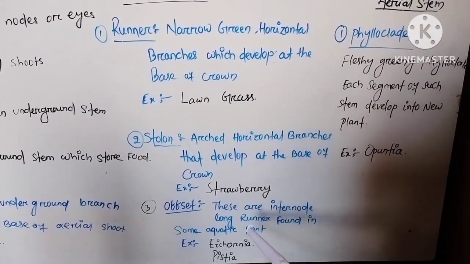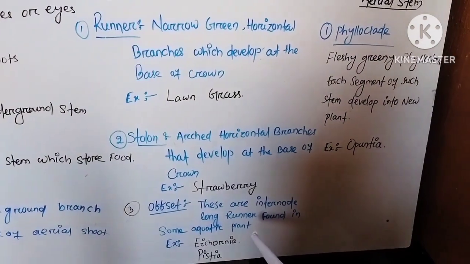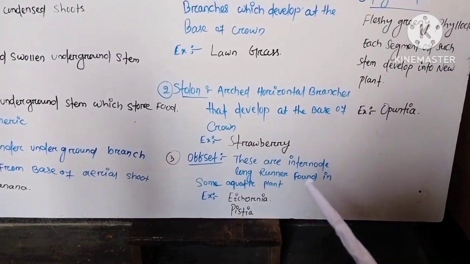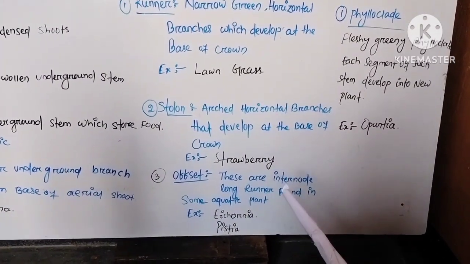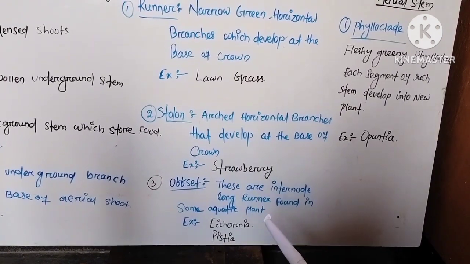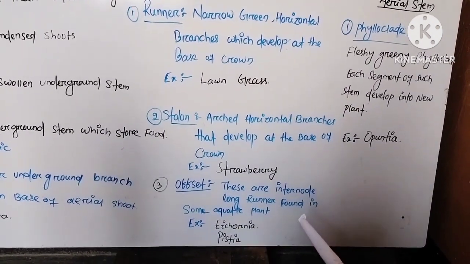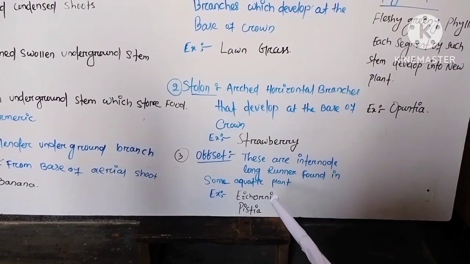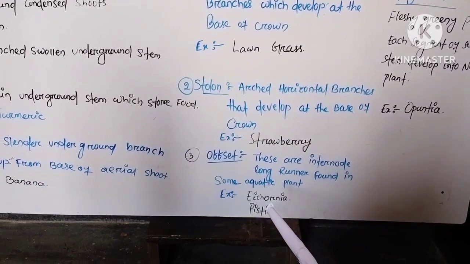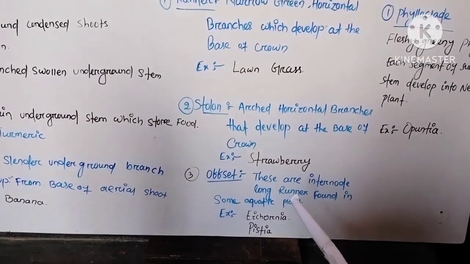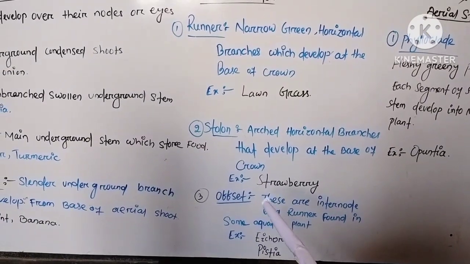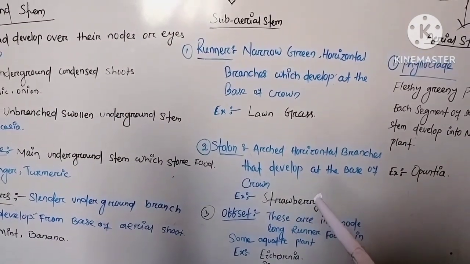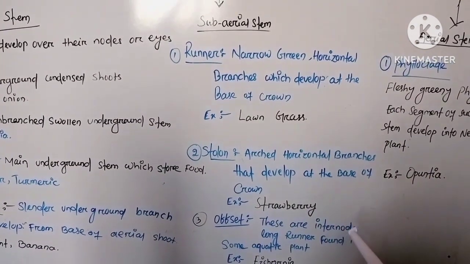Offset, these are the internodal long runners found in some aquatic plants. That means from node to node there is the presence of a nodal region. Between the nodes there is the presence of an internodal region which helps in storing the food and is found in some aquatic plants. Examples are Eichhornia and Pistia. As you know, Eichhornia and Pistia, these two are aquatic plants. Thus their stem could help in vegetative propagation, and this type of modification is known as the offset. Actually these types of stems help in vegetative propagation.